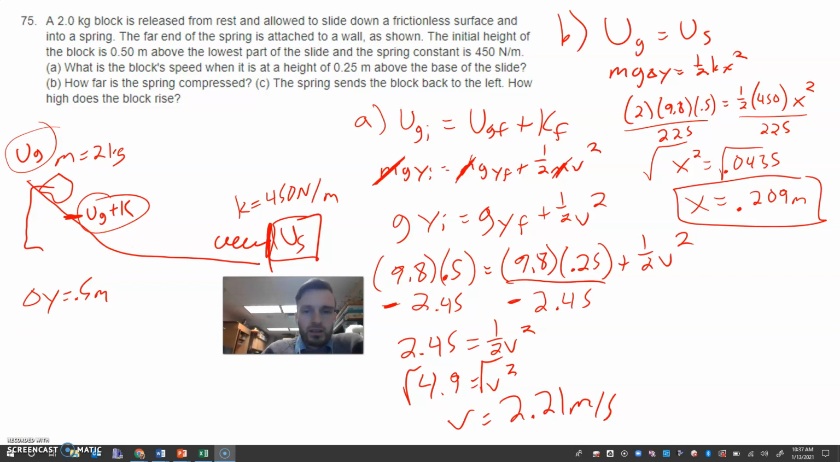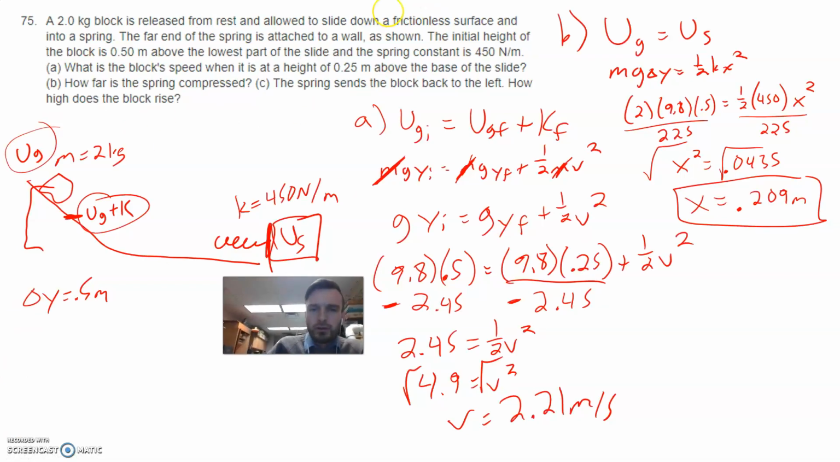All right, the spring sends the block back to the left. How high does it rise? Duh, 0.5 meters, because it didn't say there's any friction, right? In fact, it said it's frictionless. If there's no friction, there's no work being done by an external non-conservative force. If there's no work being done by an external non-conservative force that's outside of our system, energy is conserved. All right, so that's why it's got to go back up to the same height.